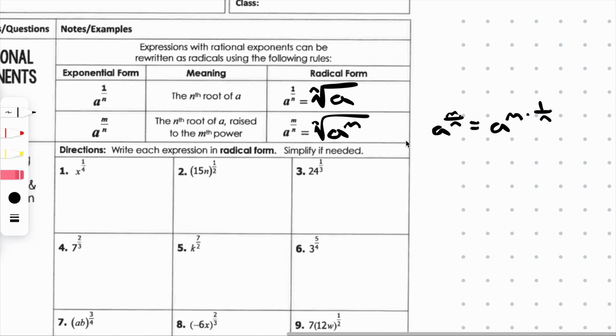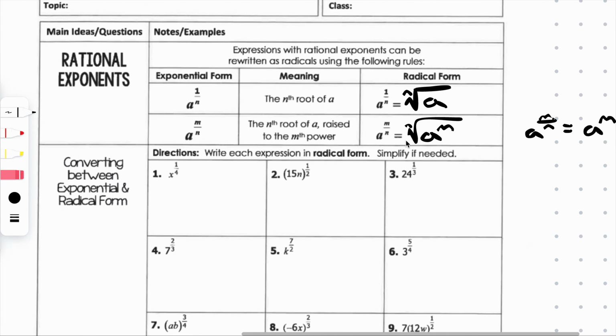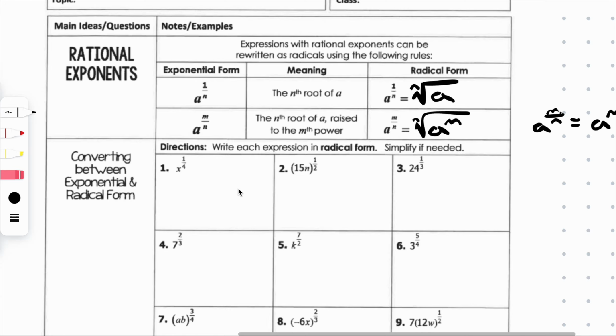Okay, let's just put this into practice and hopefully it'll make more sense. Okay, so first we have x to the 1 over 4th power. Well, what's n equal to in this case? n is equal to 4, and our a value is just x. So we can rewrite this as the 4th root, where n is our index, and x is going to be under a radical. Okay?